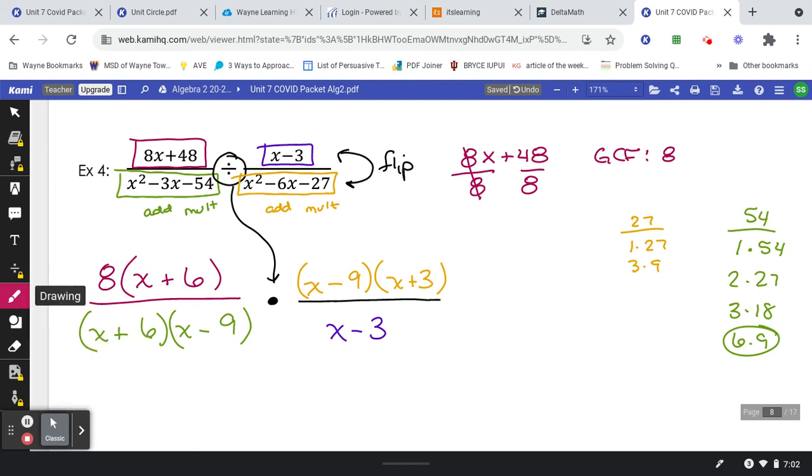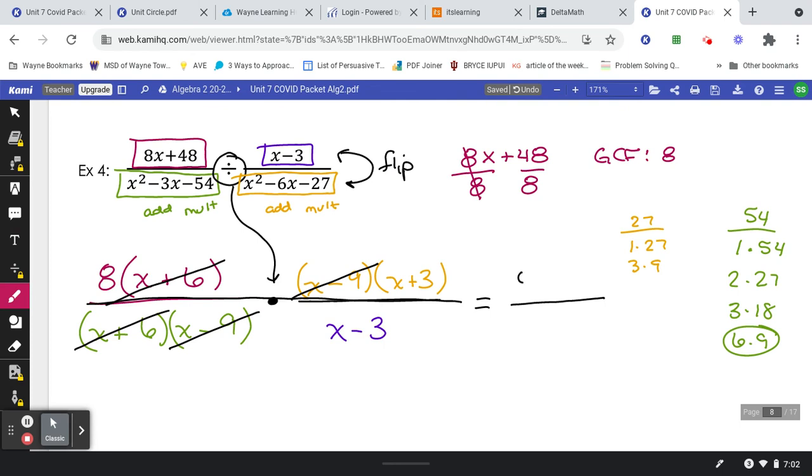Once everything is factored out and you're multiplying, you can have one big problem all the way across, and you're free to cancel anything that matches at the top with its pair at the bottom. So x plus 6 and x plus 6. x minus 9 and x minus 9. And then I notice these 3's. One is an x plus 3 and one is an x minus 3. Those do not cancel. They have to be the same sign in order to cancel. So I just have to leave them there.